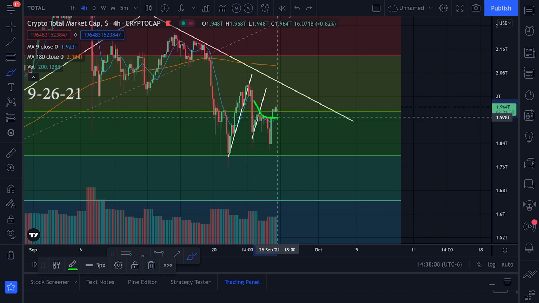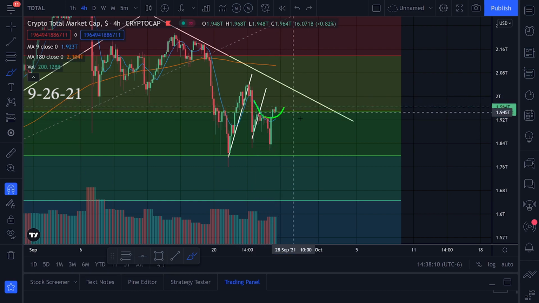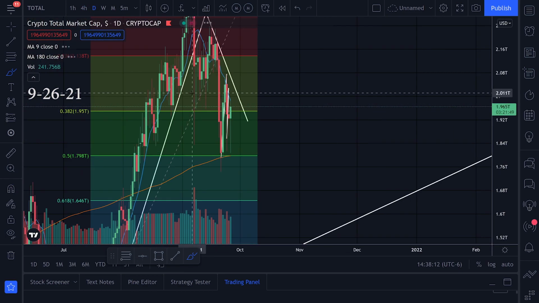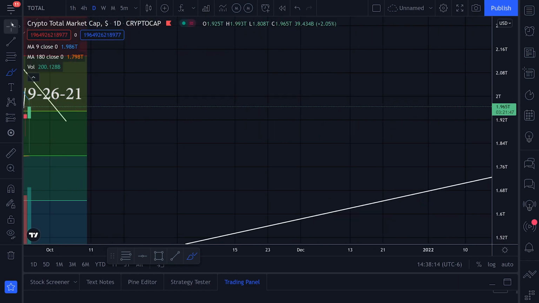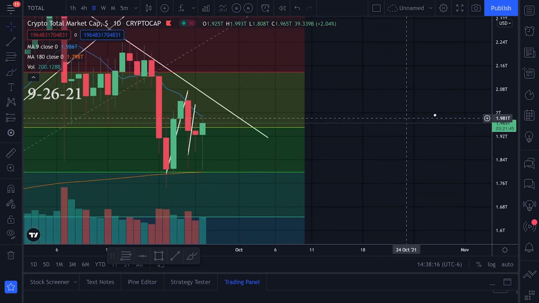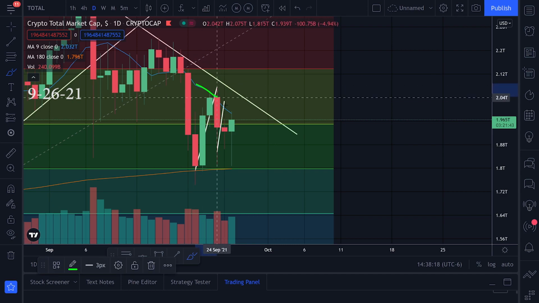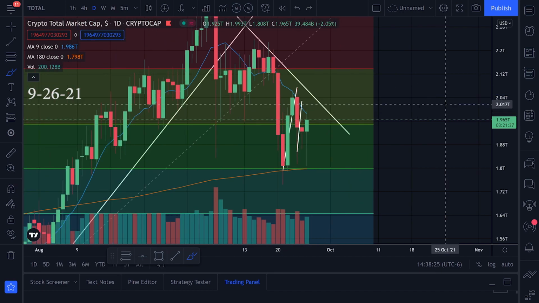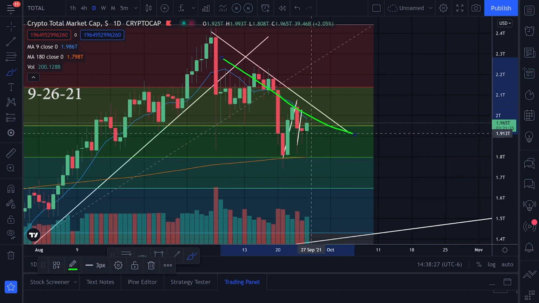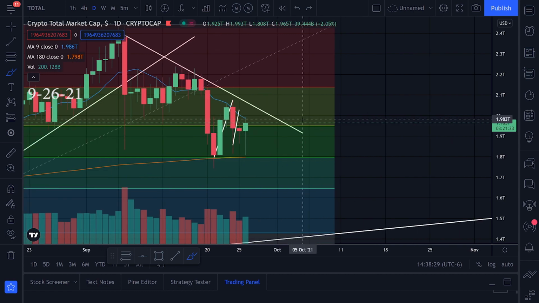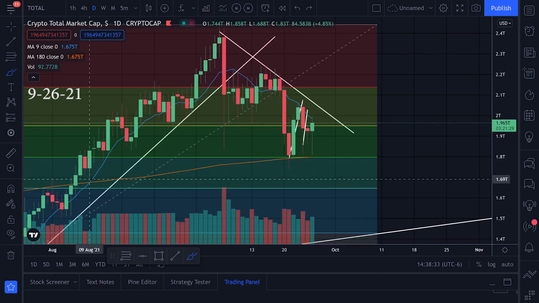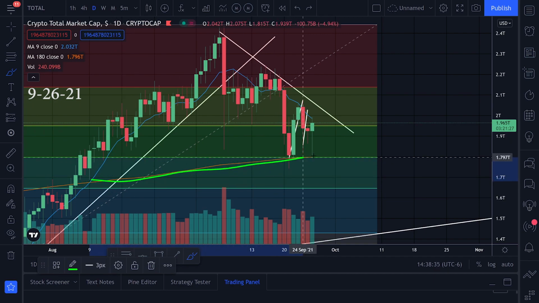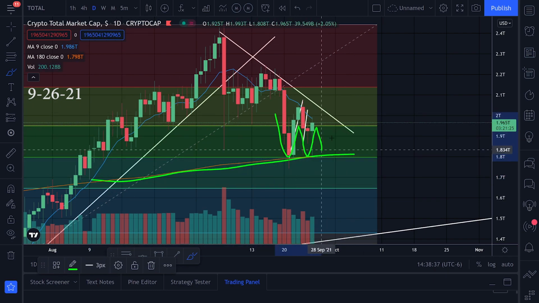We are above the 4 hour 9 moving average, which is a good sign. Let's see what the daily 9 moving average is looking like. It looks like we're right underneath the 9 moving average, but we're testing it as well. I think if we could break above that, then we might be breaking this trend line here. But I don't know, we just have to wait and see. Also, you can see we have the 180 moving average down here, and it looks like we're getting bounces on that as well.